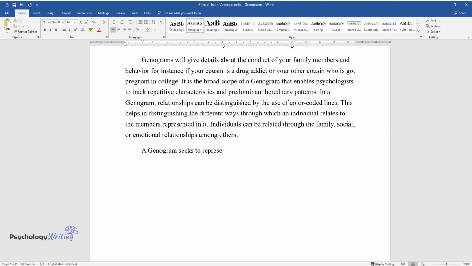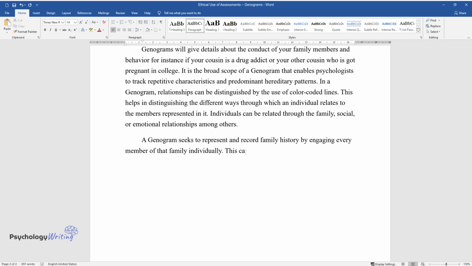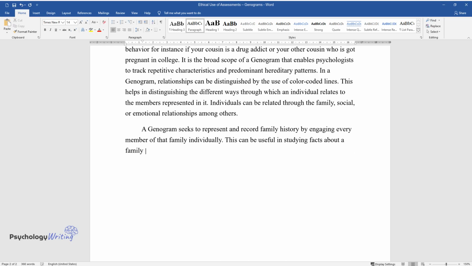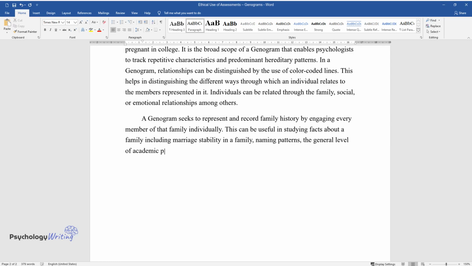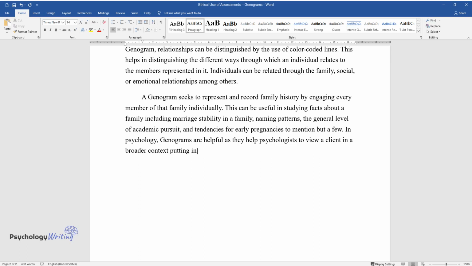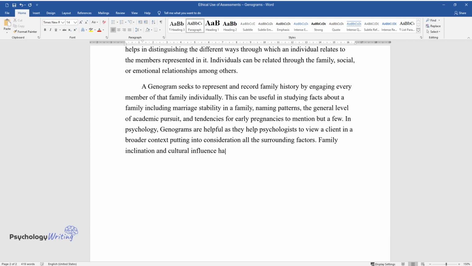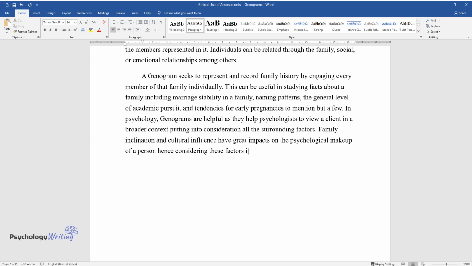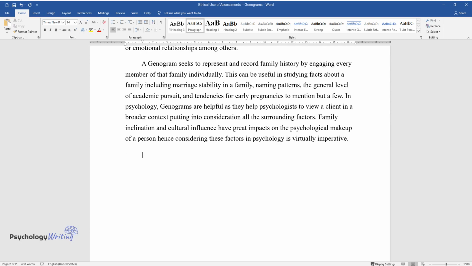A genogram seeks to represent and record family history by engaging every member of that family individually. This can be useful in studying facts about a family including marriage stability in a family, naming patterns, the general level of academic pursuit, and tendencies for early pregnancies, to mention but a few. In psychology, genograms are helpful as they help psychologists to view a client in a broader context, putting into consideration all the surrounding factors. Family inclination and cultural influence have great impacts on the psychological makeup of a person, hence considering these factors in psychology is virtually imperative.